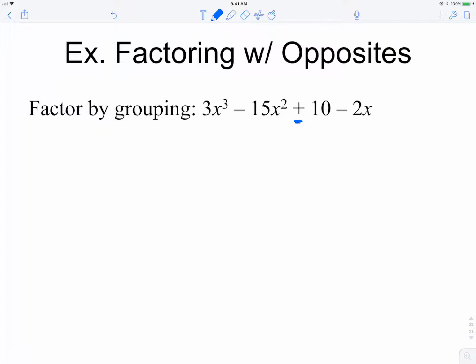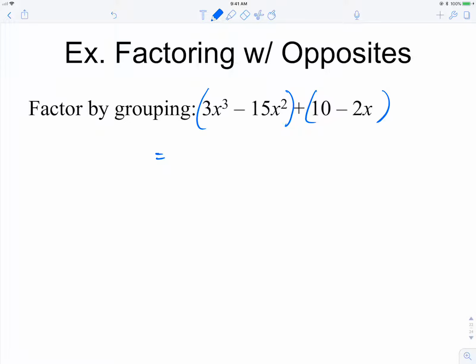Notice that we have addition happening between the two middle terms, so we can group. Now this polynomial is not written in standard form. Notice that the constant and minus 2x are kind of flip-flopped. That's okay. I have this written in the order that it will work for factoring by grouping. So we'll just leave it for now.